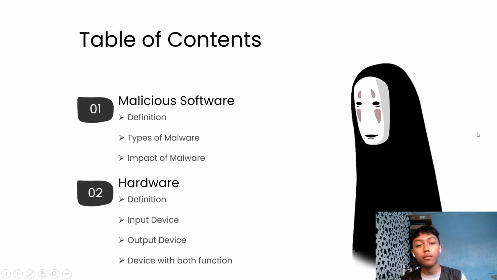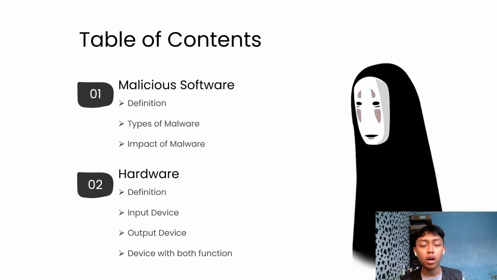So there will be two topics. First is malicious software, or we call it malware. There will be a definition, types of malware, and also the impact of malware. Second is hardware. There will be definition, input device, output device, and device with both functions.